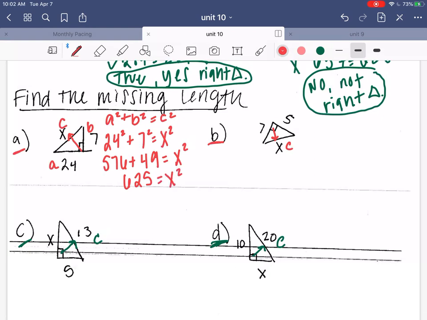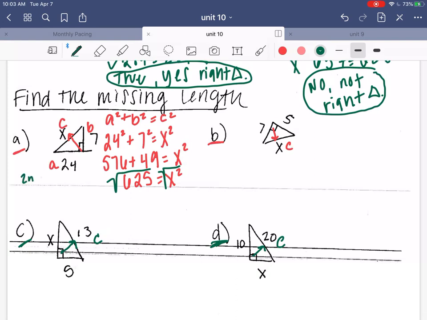But now I have x squared. I don't have x. To get rid of a squared, you need to square root. So in the calculator, if you're doing the square root, you have to click the second button and then the x squared button. I'm going to write that down.